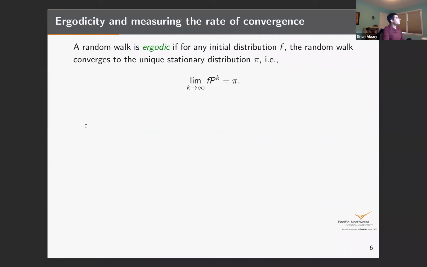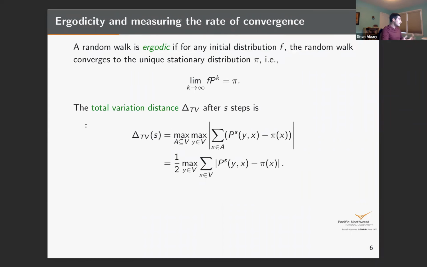All right, so two very fundamental questions you can ask about random walks on graphs are, first, when are we guaranteed to converge to the stationary distribution? And second, how fast do we converge to that stationary distribution? So we call our random walk ergodic if for any initial f, we converge to the unique stationary distribution. And in the case of graphs, the necessary and sufficient condition for an ergodic random walk is that your graph is connected and not bipartite.